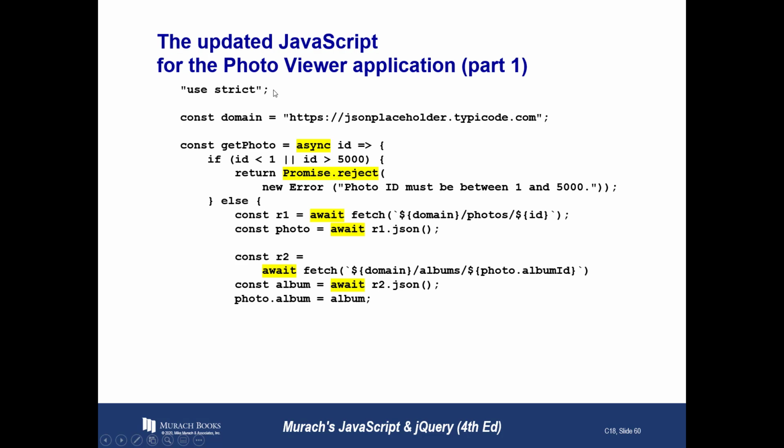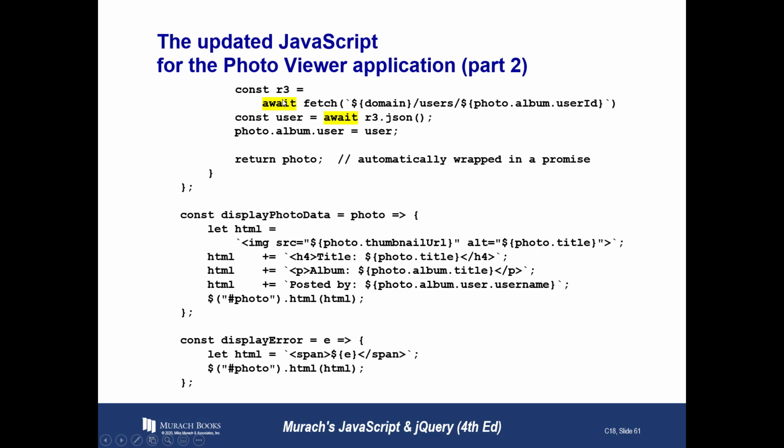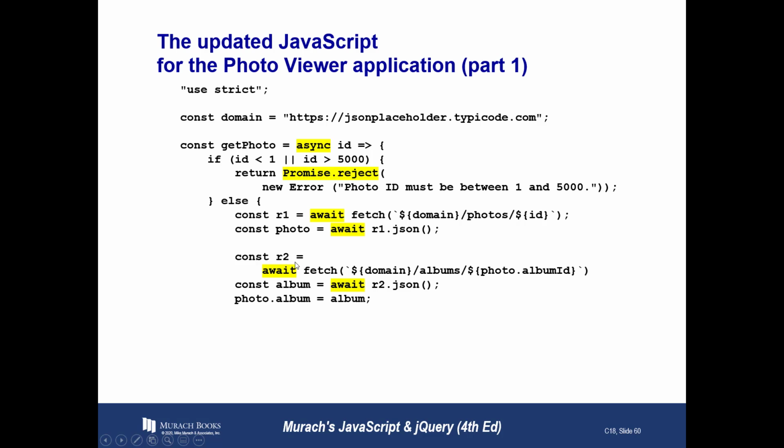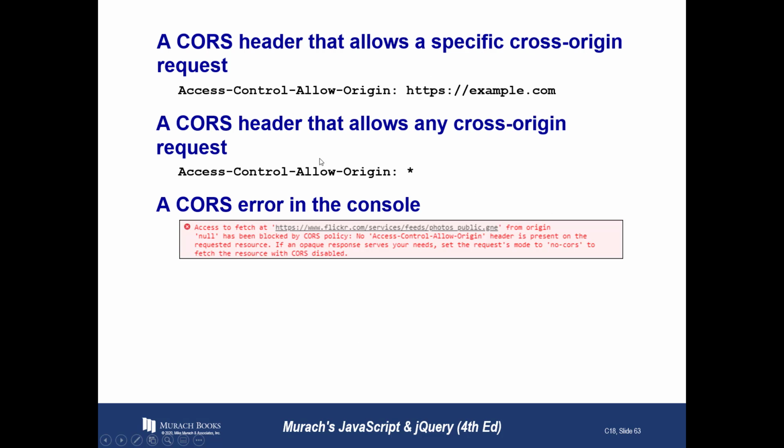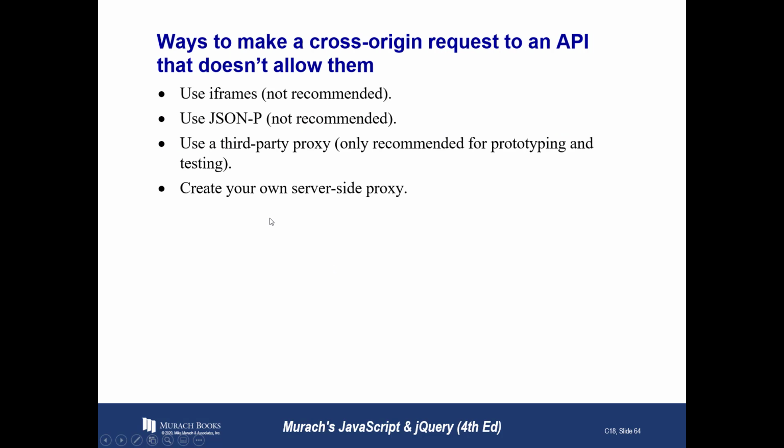So they go back and they update or redo this photo viewer app with async await, and they've got a promise.reject in here with it. Okay. All right. Ways to make a cross-origin request to an API that doesn't allow them.